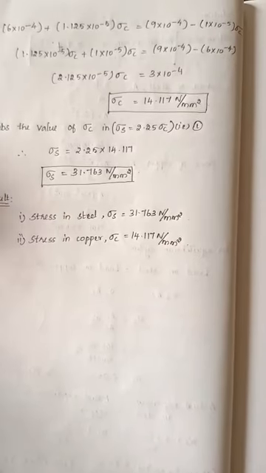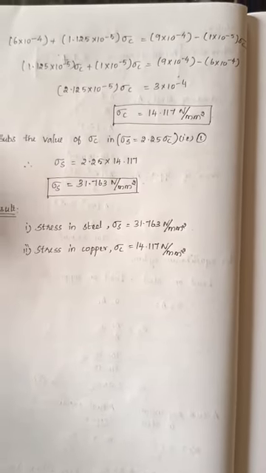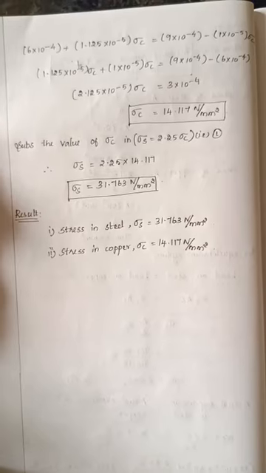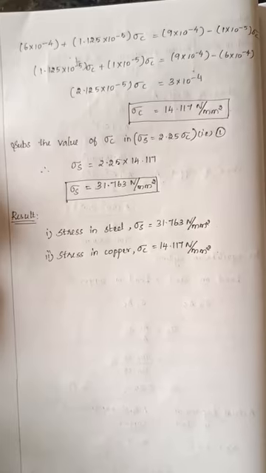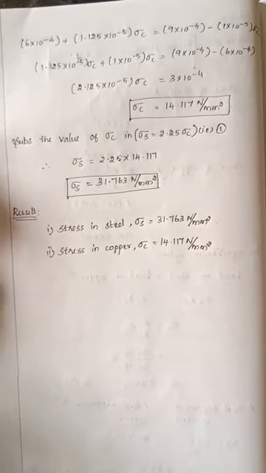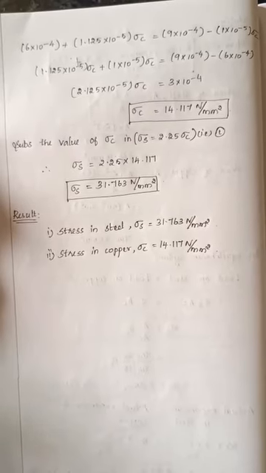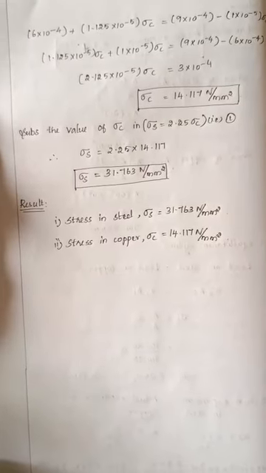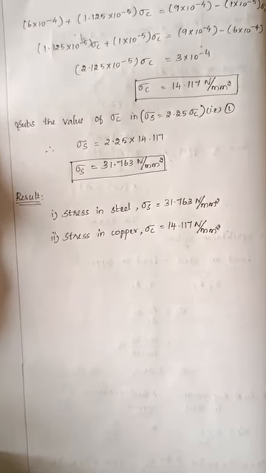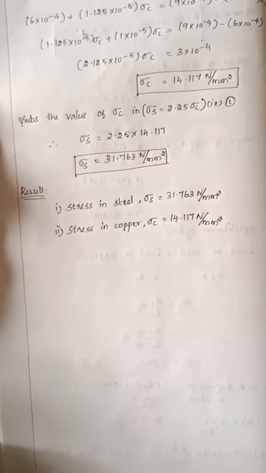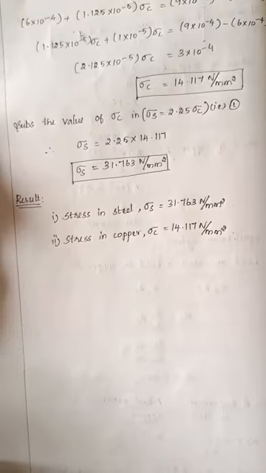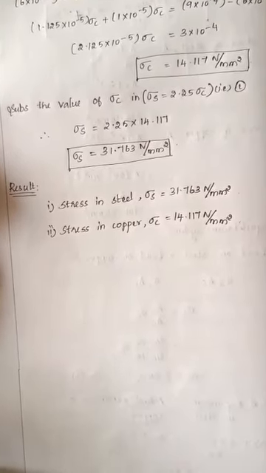Then simple calculation. We want to calculate sigma C, therefore keep the sigma C terms on the left hand side and other values on the right hand side. From that you can calculate the sigma C value. The unit for stress is Newton per mm square. Then substitute the sigma C value in equation number 1, that is sigma S is equal to 2.25 sigma C. Then we get the sigma S value. Thus we obtain the stress in steel and copper.